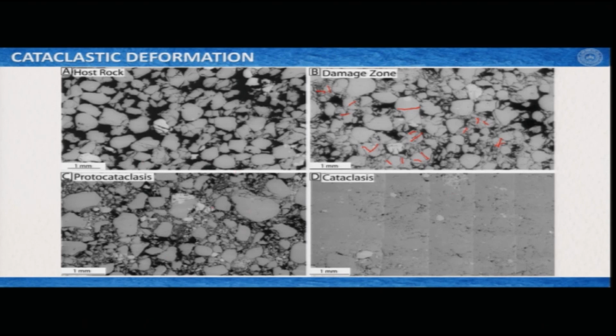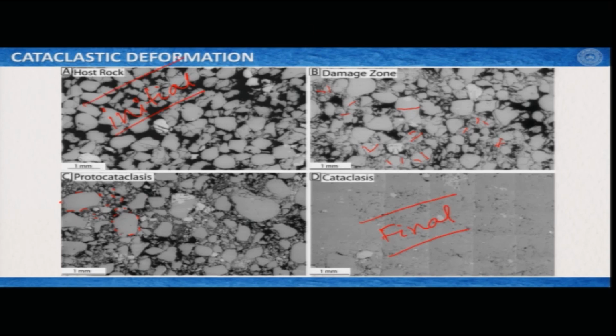These grains try to rotate by themselves, but they cannot, so they produce further fractures and get some sort of sorting. You have large grains here and here, filled by fine-grained matrix. With further deformation, what we see is a crushed mass where there is virtually no porosity. Now compare: this was your initial and this is your final.